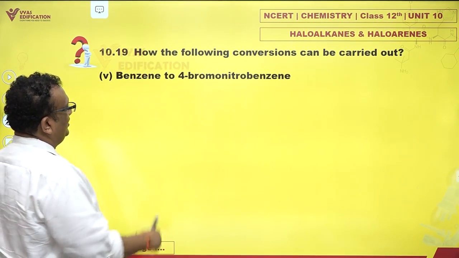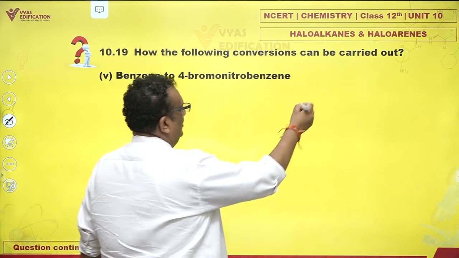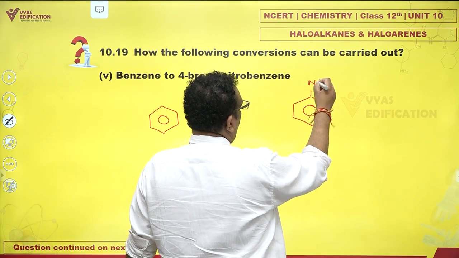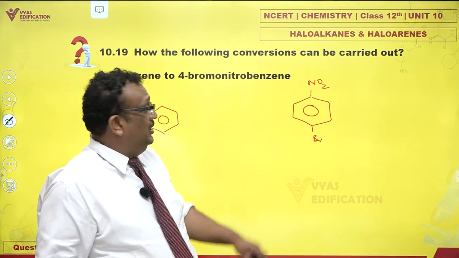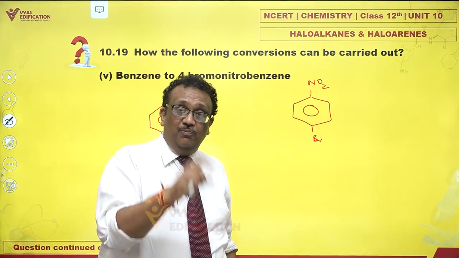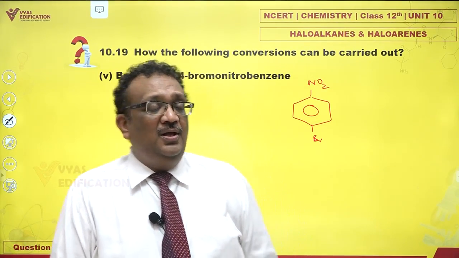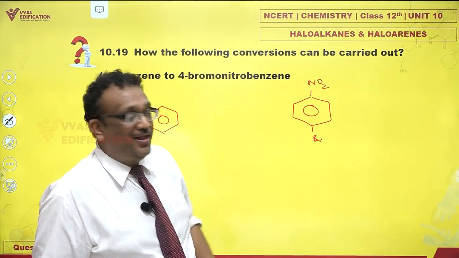5th, benzene to 4-bromo-nitrobenzene. Now you have nitro and you have bromo both. How do we do it? Please note, nitro is meta-directing group. If I add nitro before, then I would have to add meta to it. Bromo, Br group is ortho-para-directing.